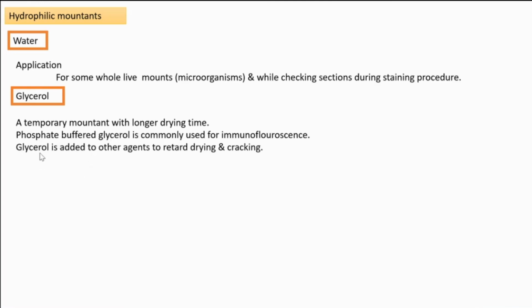And also on some occasions we add glycerol to other agents to retard drying and cracking.